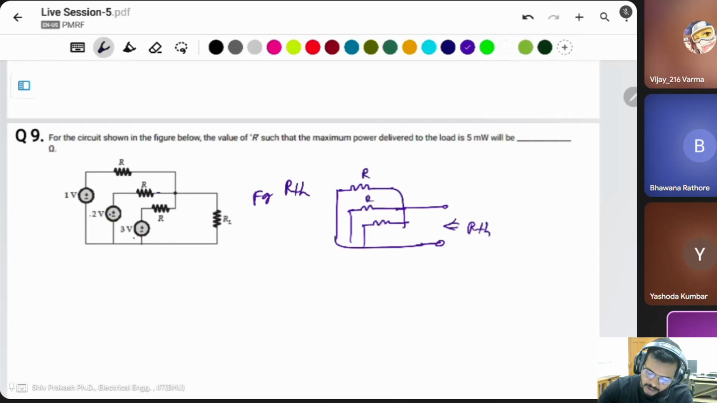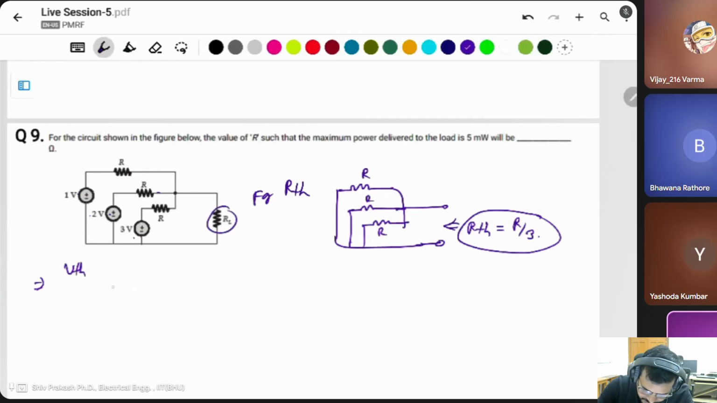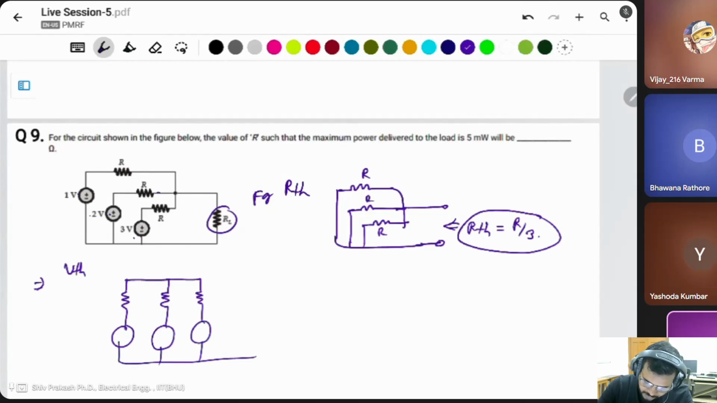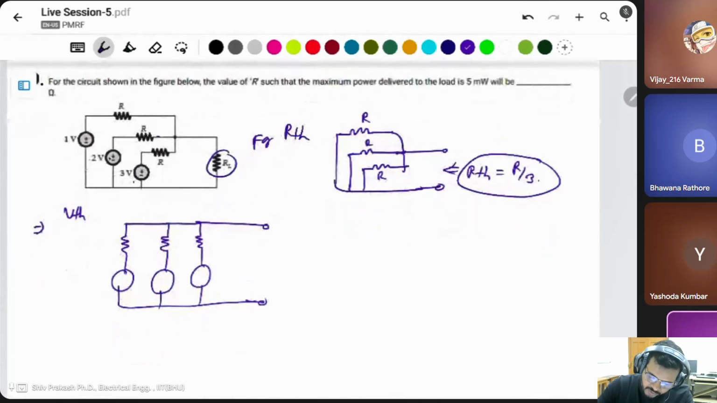This is R, this is R, this is R. The three R are connected in parallel, then the RTH will be R by 3. For VTH, we have to open this load resistor. To simplify, I can write it like that. We have to find this voltage. VOC is equal to VTH.